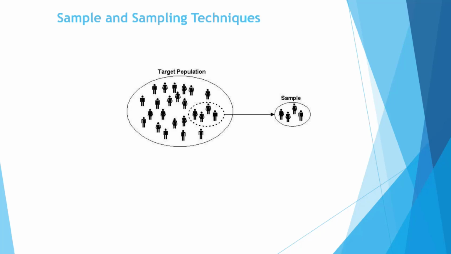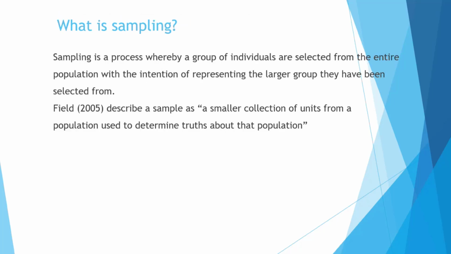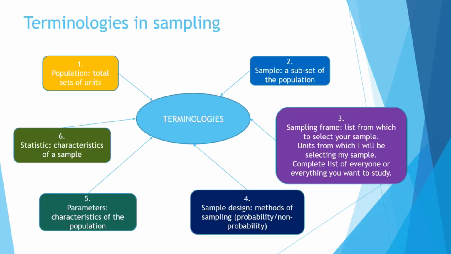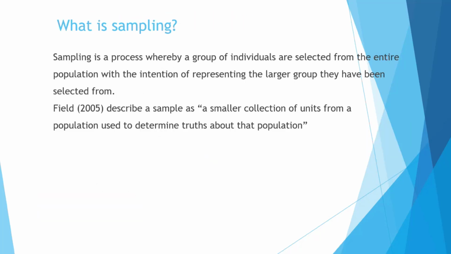I think we've spoken about this, even though I didn't put it in the form of a diagram, but that's what we spoke about. We said this is a total accessible or target population, all right? But you can take parts. And if you take part, it becomes a sample, all right? What is a sample? I think we tried to describe it then. In the slide there, it's a subset of the population, but other authors refer to it as follows. They say sampling is a process whereby a group of individuals are selected from the entire population with the intention of representing the larger group they have been selected from. Right? I think it's clear.